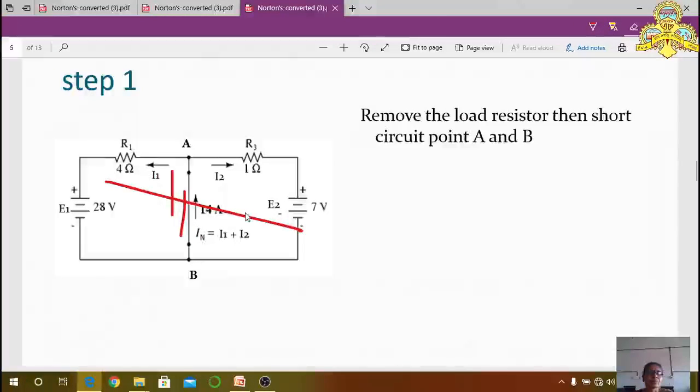Now we consider the currents I1, I2 and IN. IN is the short circuit current. If you consider the short circuit current flowing from point B to A, then I1 is flowing towards the left side and I2 is flowing towards the right side.